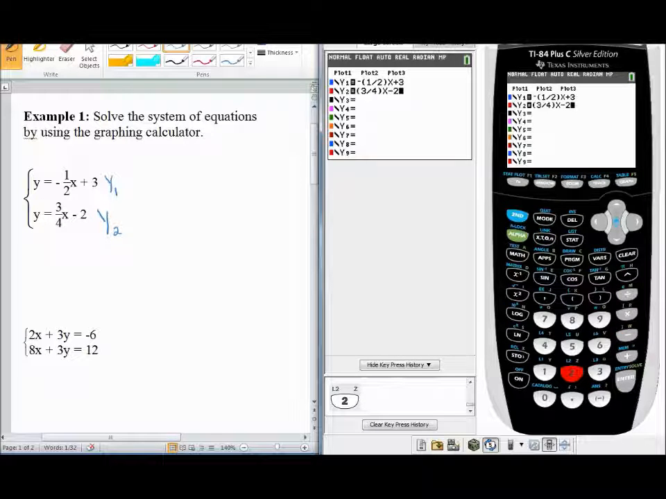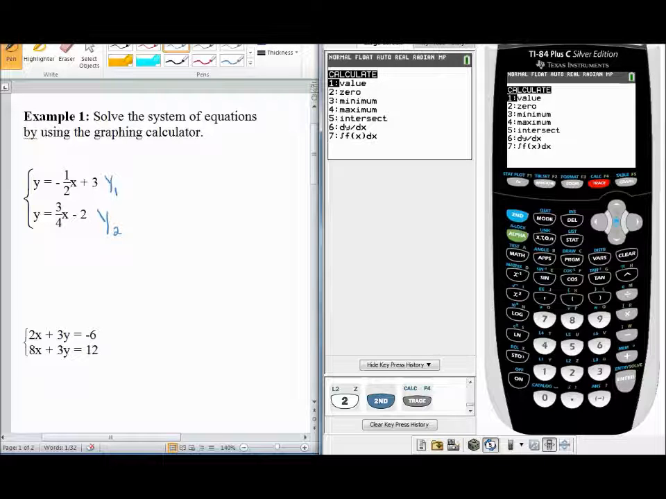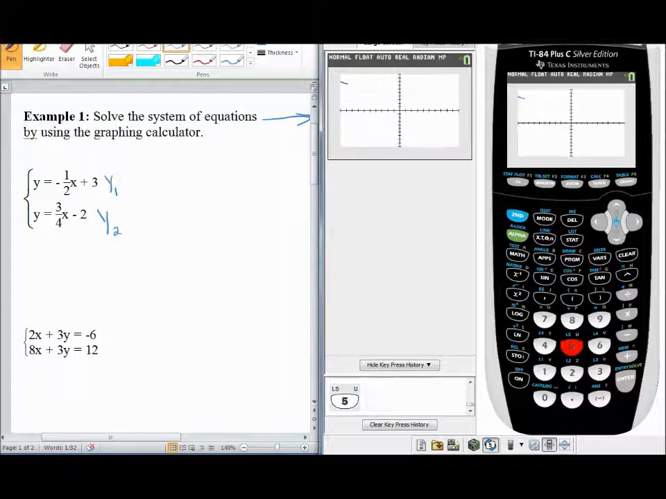Now, once I have both equations in my y equals, I'm ready to calculate their intersection. So I'll hit second and the trace key that's at the top of the calculator, second and trace, and it'll take me to this screen where it says calculate. I want to know, where do these two graphs intersect? So you see this number 5 that's showing on the screen. I can draw an arrow to it here, but I can't draw on my calculator keypad. It says intersect, so I'll hit number 5.